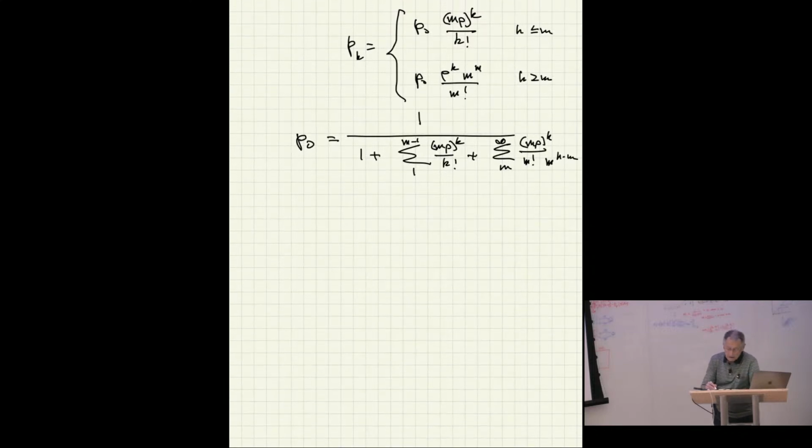And if you do the little sums that you get here, you get the following. This thing is equal to 1 over a sum that doesn't close, from 0 to m minus 1, of m rho to the k over our friend k factorial, plus something which did sum and it gave us m rho to the m over m factorial. I've done some of the summation in algebra for you, times 1 over 1 minus rho.